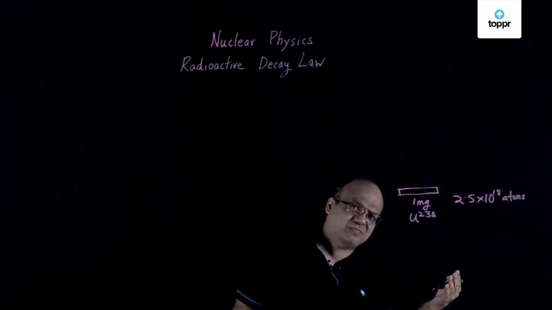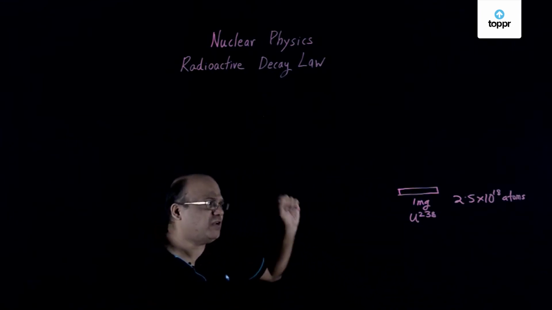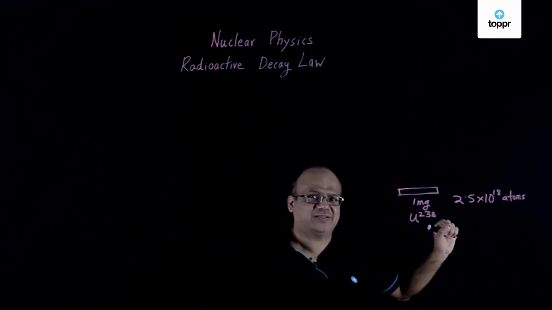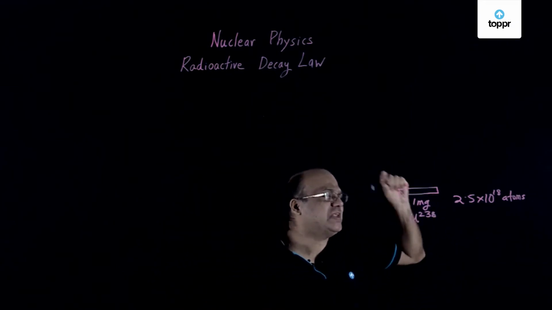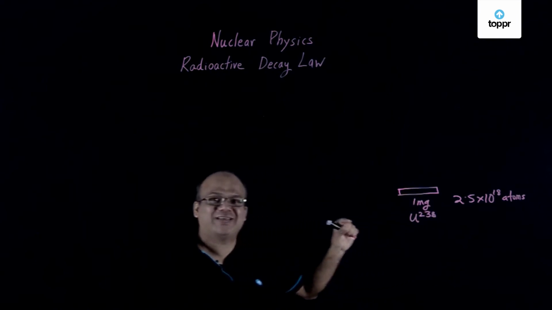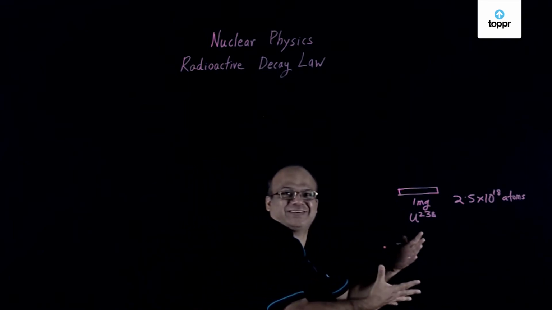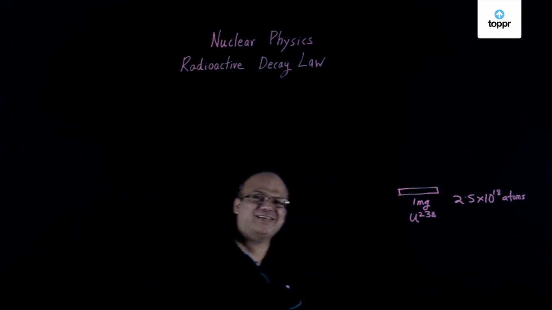And they'll transform to thorium 234. Now you cannot tell which 12 nuclei will decay. But because of the large number of nuclei present, 12 nuclei will decay in the next second. This is the power of nature, law of nature, right?